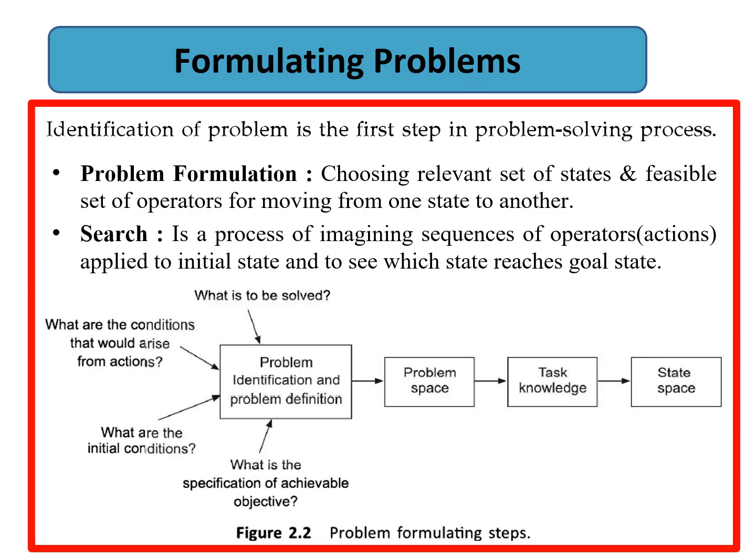What are the conditions that would arise from the action? This describes the effect of performing an action, to understand how the action changes the current state. What is the specification of the achievable objective? This defines the goal state, for example reach Bucharest, to know how and when the problem has been successfully solved.